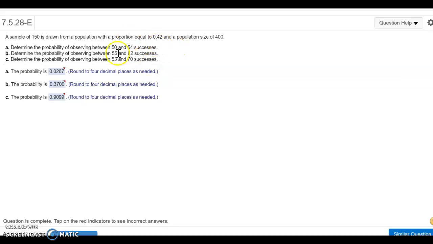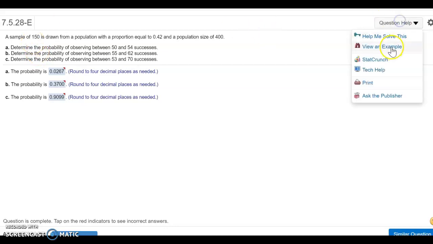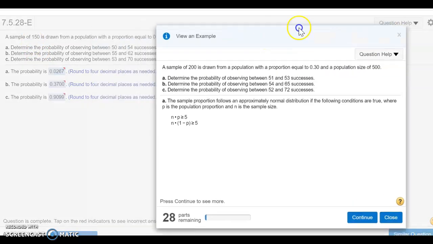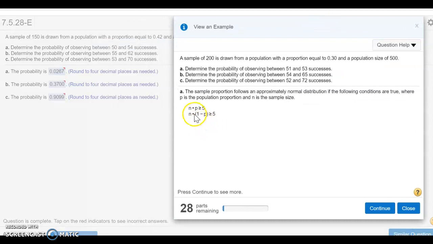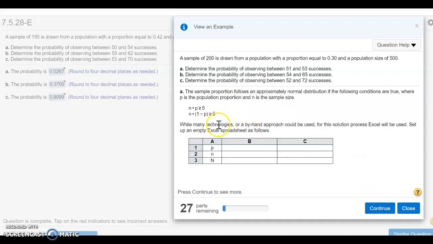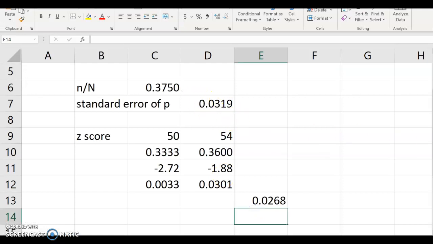Okay, so I worked this one and it does have a lot of steps. So I'm just going to talk you through the process. They are wanting you to use Excel. And first we need to make sure that we can use a normal distribution. So what you have to do is check for that.